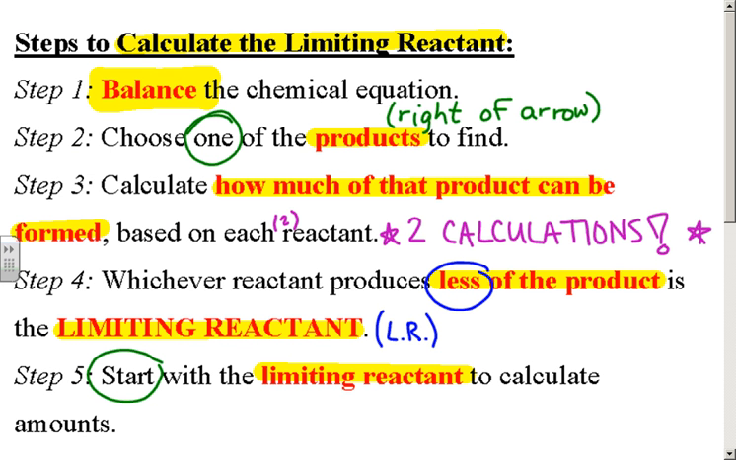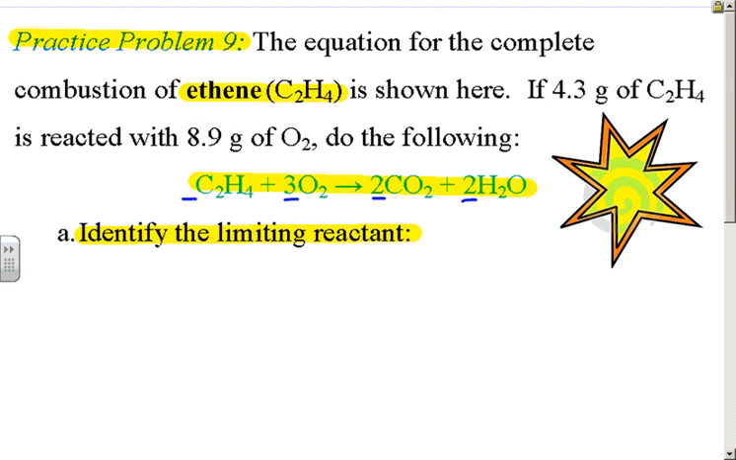Step 2 says we're going to choose one of the products to find. Remember, the products are the substances found on the right side of the arrow. It doesn't matter which one you pick, just pick one. I'm going to go with CO2 just because it's the first one I see there. So this is my choice. This is the one I'm going to choose to find in this problem. If you were to do this problem and choose water, you would get ultimately the exact same answer. So it doesn't matter which way you go.